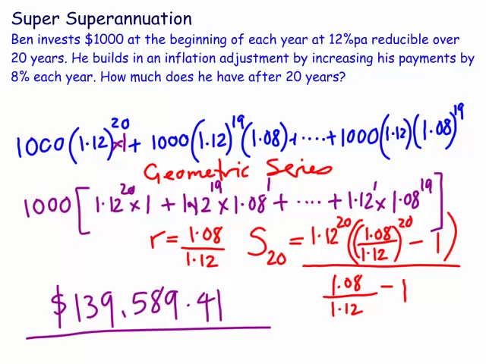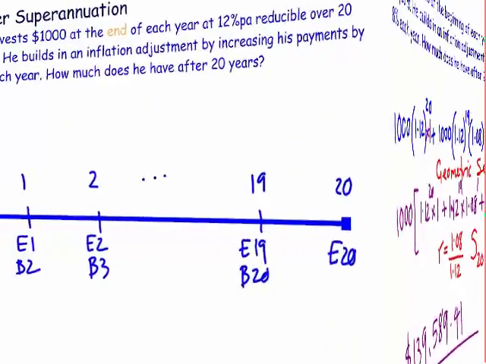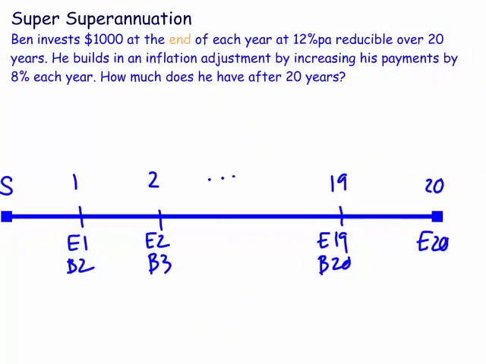Okay, well now let's have a look at what happens when I do it at the end rather than the beginning. I've just drawn up the timeline again, and you can see I'm now putting it at the end of each year. So let's have a look. First $1,000 is put on here, at the end of year 1. Now it only has 19 years of interest, and I'm not incrementing it by 8%, this first amount. So it's going to increment for 19 years.